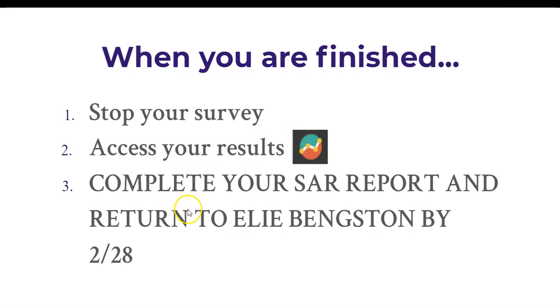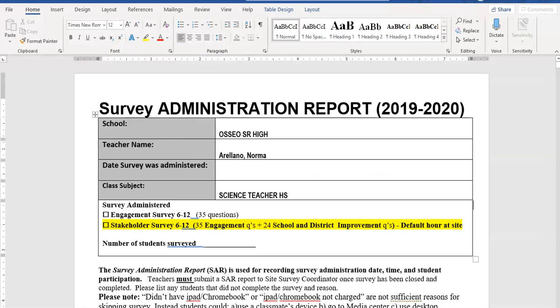And then your last thing, and this is really, really important, this is the piece that the district uses to track all of us, is that you need to turn in your SAR form, Student Administrative Report, and that can be returned to Ellie Bankston. You will each have one of these placed in your box prior to administering the survey. Your SAR form is going to look like this, Survey Administration Report.